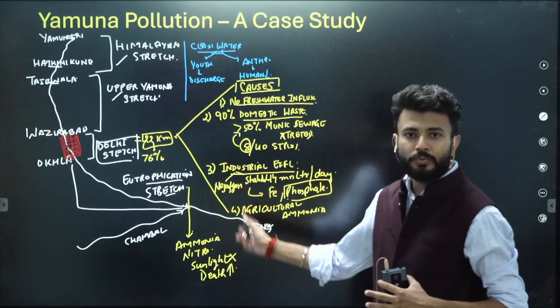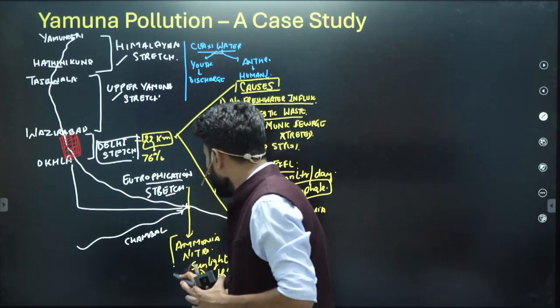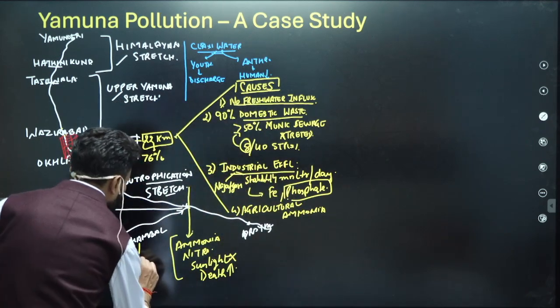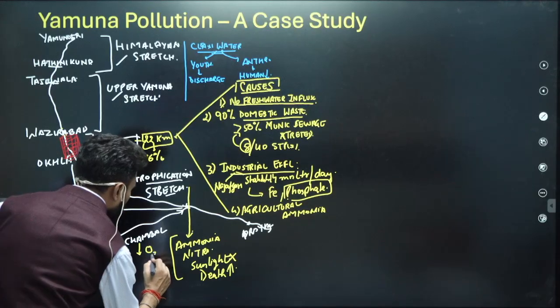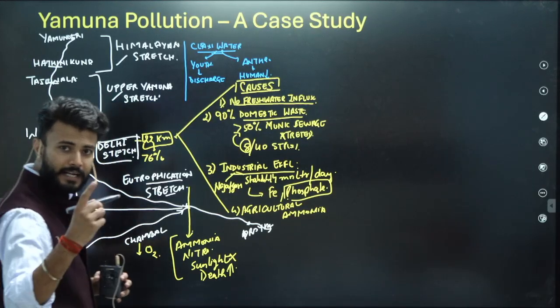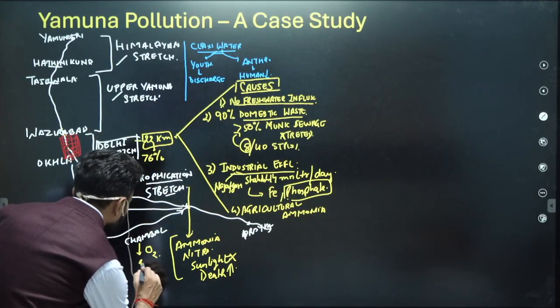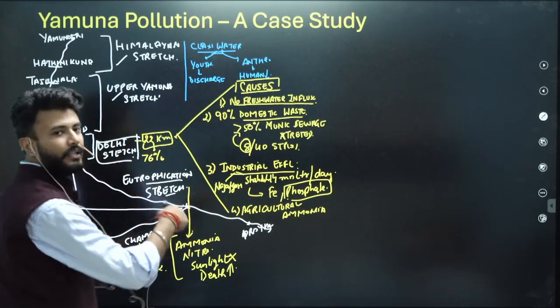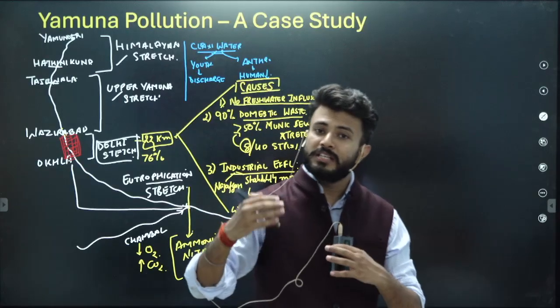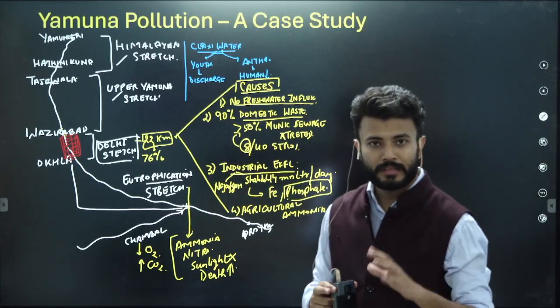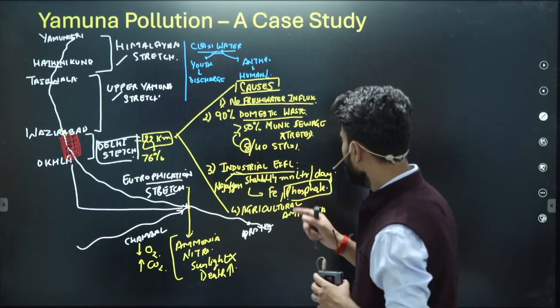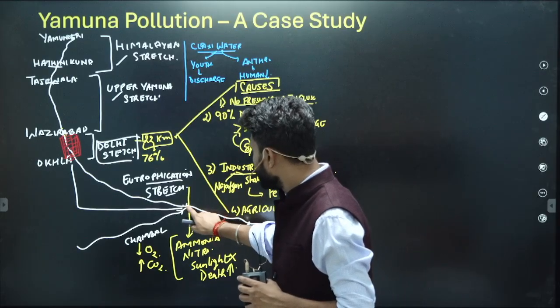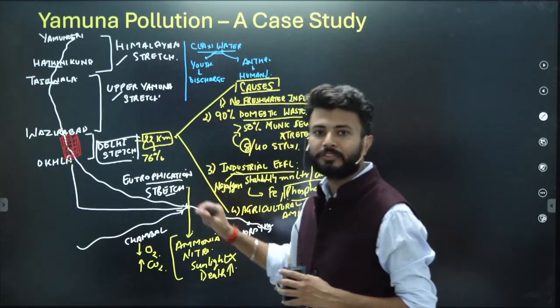So what it will eventually lead to is that it will reduce the dissolved oxygen content, and it will further increase the carbon dioxide in the water, thereby changing the water chemistry. Are you getting it? Now come to this particular point, that is when river Chambal enters over here.